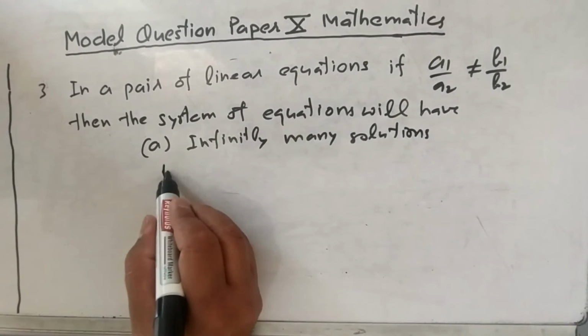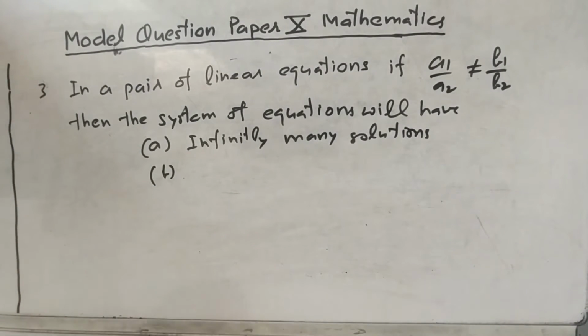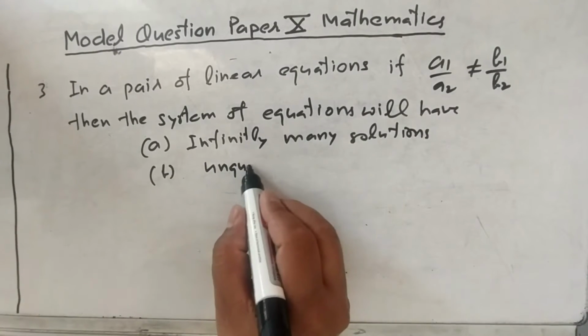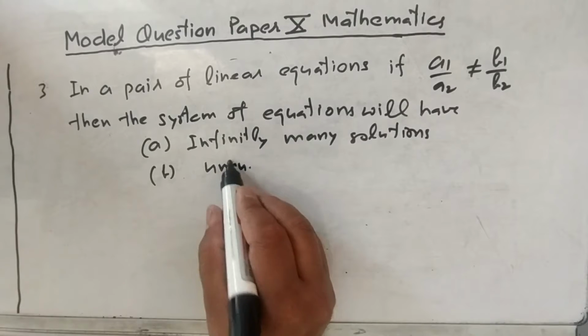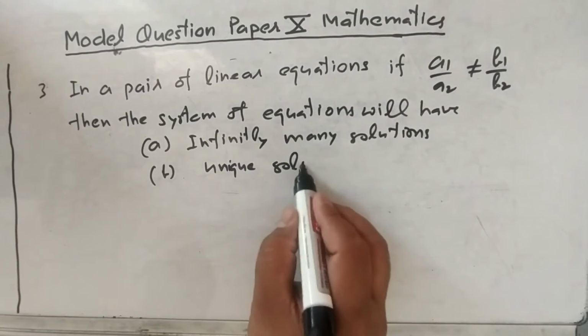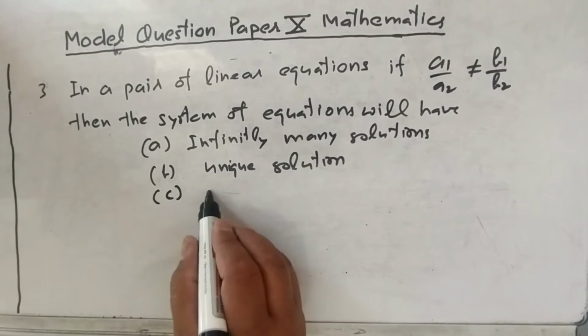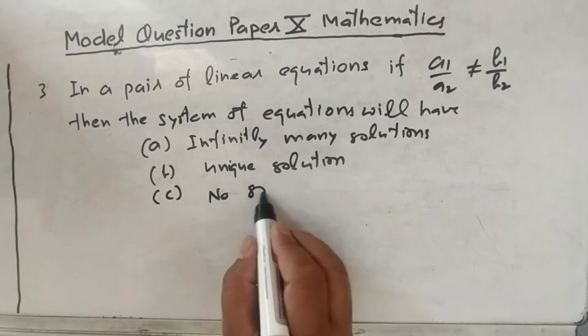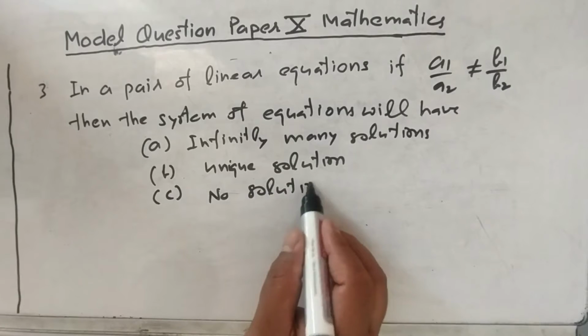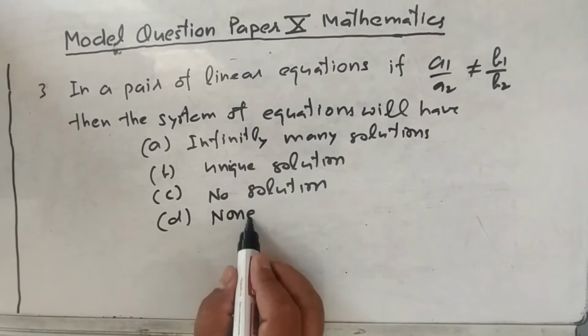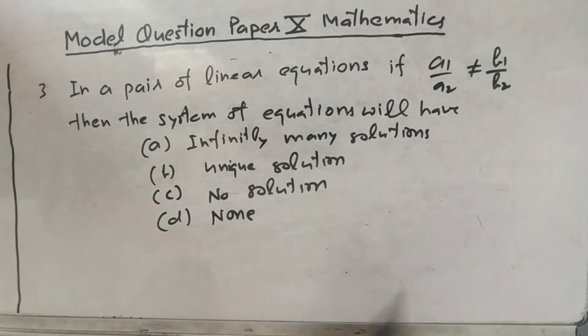Second part is exactly one solution, or you can say unique solution. And third part is no solution. And D part is none. So this is the question, children.